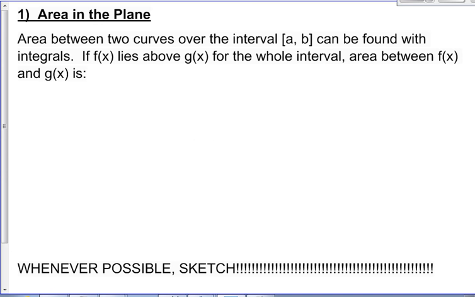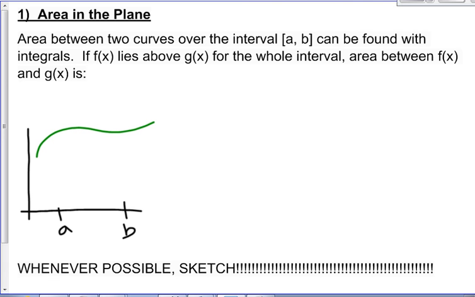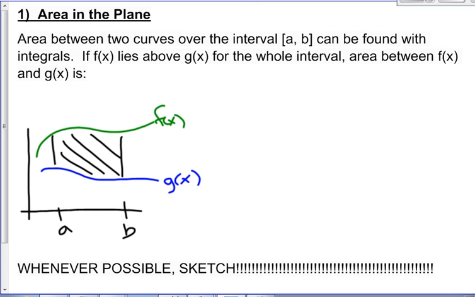Let's dive in. Area in the plane. We're looking here at area between two curves over some interval AB. So let's draw that. Let's say this is A, this is B, and I've got some curve f of x that lies on top of some other curve, g of x, that looks different. And what I'm wondering here is, what is this area that is bounded on top by f, on bottom by g, on the left by a, and on the right by b?